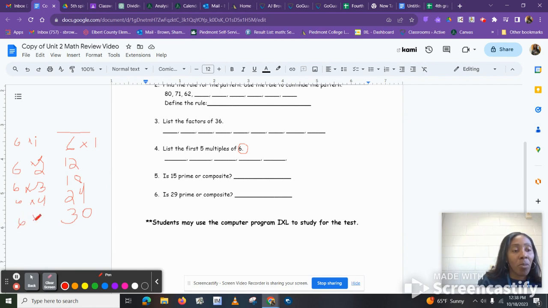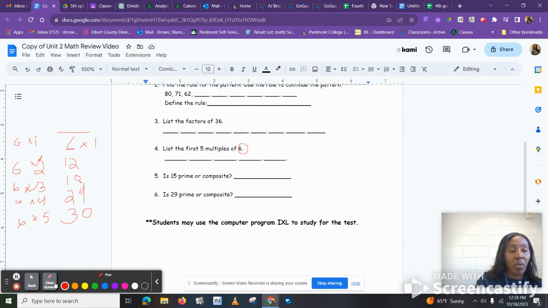So my multiples are what I get when I multiply. So 6 times 1 gives you 6. 6 times 2 gives you 12. So these are my multiples of 6. I just listed them right there. So that's what you're going to do on this line. You would list the multiples of 6, the first 5 of them. 6, 12, 18, 24, 30.